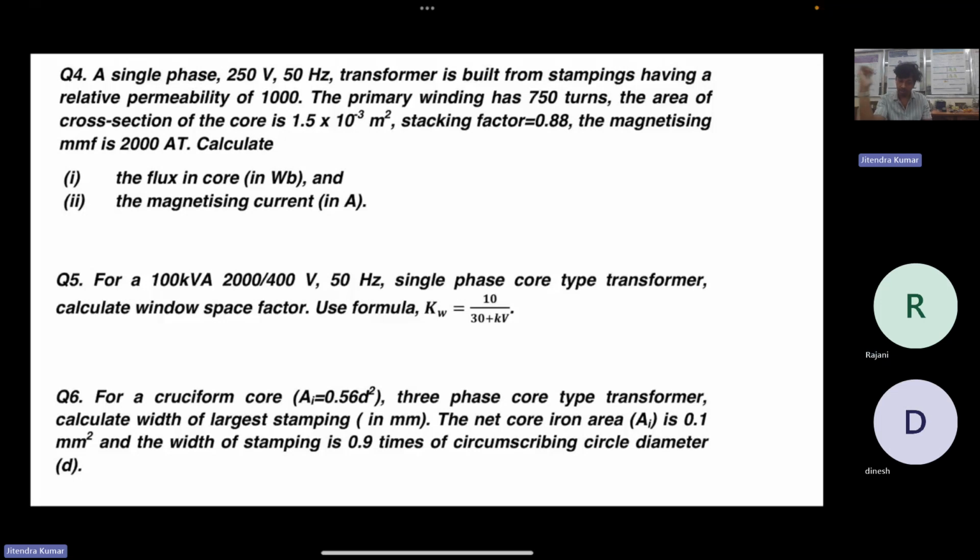You are given the magnetizing MMF. Now you need to calculate the flux in the core as well as the magnetizing current. I hope you remember in the last lecture we discussed active component and magnetizing component. The magnetizing component is used to magnetize the core, and the active component is for losses and load. Can we try to solve this problem here? Can we calculate flux in the core as well as magnetizing current? So what could be our approach? We will discuss the approach.